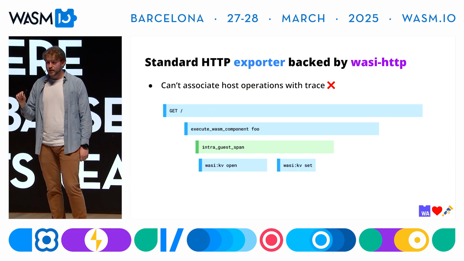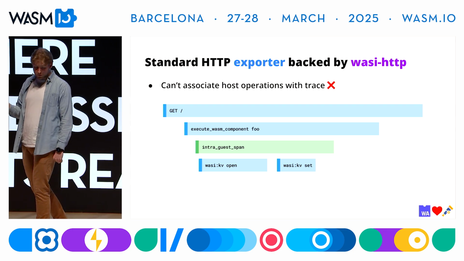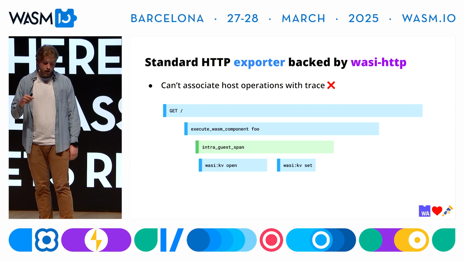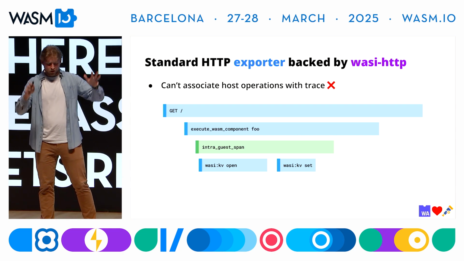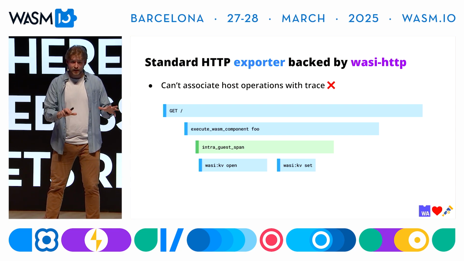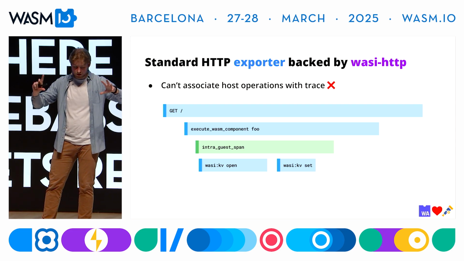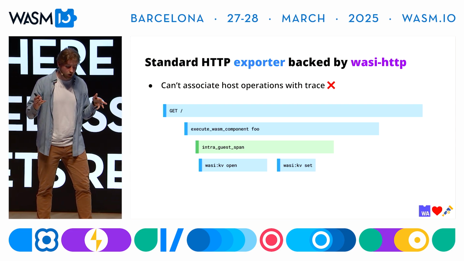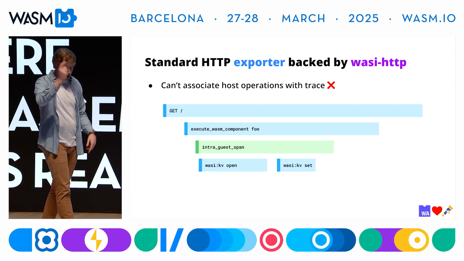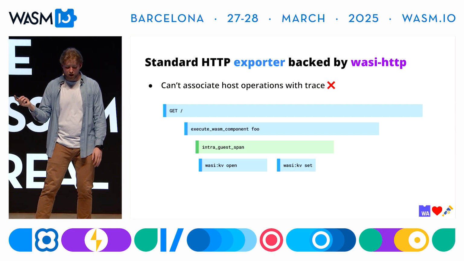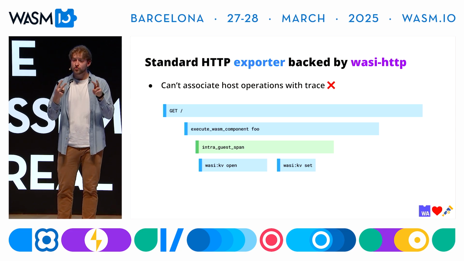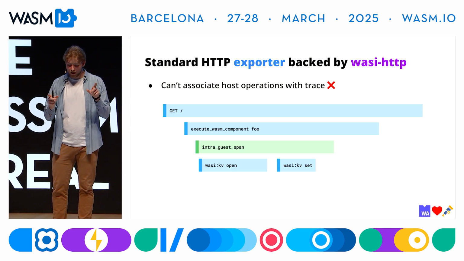The second disadvantage with the approach of using an HTTP exporter is that you can't associate host operations with the trace. So again, what does that mean? This is what we would want as an ideal trace. Get request, execute the component, the guest emits a span, and then during the work the guest is doing, it's using that key value as an example. It's opening the store, and it's maybe setting a value in that store. You want those host operations to be tied in as children of that guest span. They should be properly parented like that.